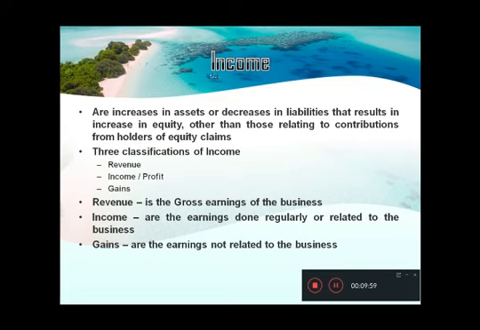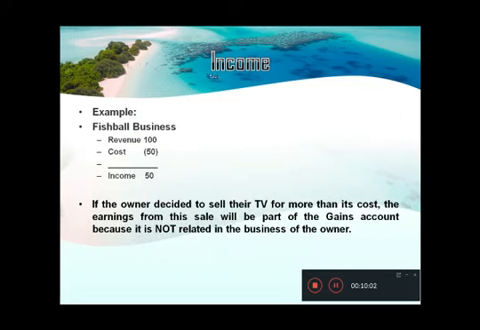So, may example po tayo nito ng income. Meron tayong fishbowl business. So, meron tayong revenue, kunwari lang revenue ng 100 pesos. Cost ng product is yung mga cost ng labor and materials niyan. And yung income naman is yung profit natin. So, ang revenue ay wala pang bawas na kita ng business. So, revenue is the gross amount. So, yung cost, yung expenses.